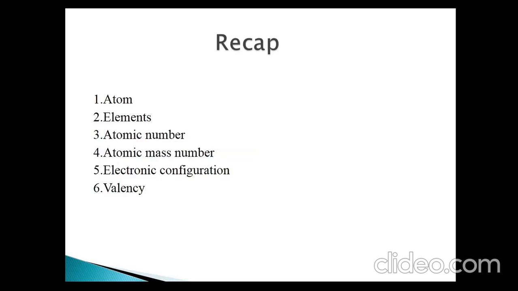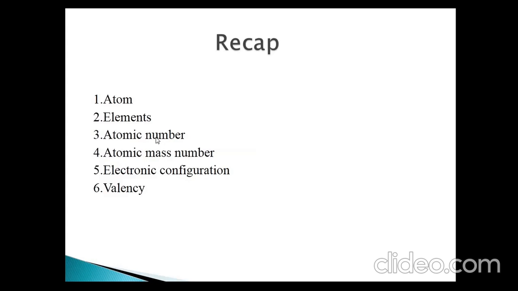Metals lose electrons. They can lose 1, 2 or 3 electrons and develop a positive charge. The number of protons exceeds the number of electrons and metals form cations. Non-metals gain electrons, develop a negative charge and form anions.